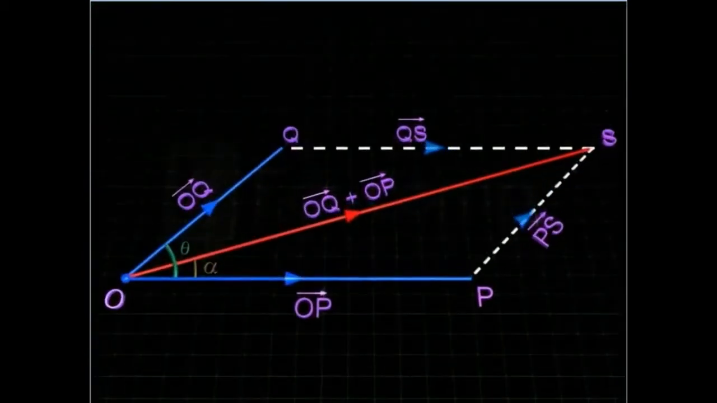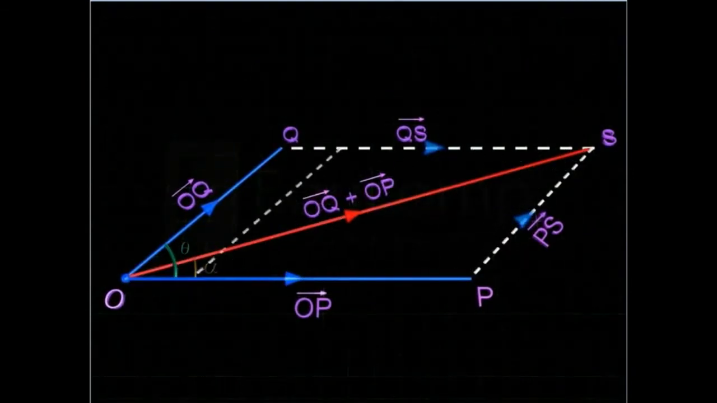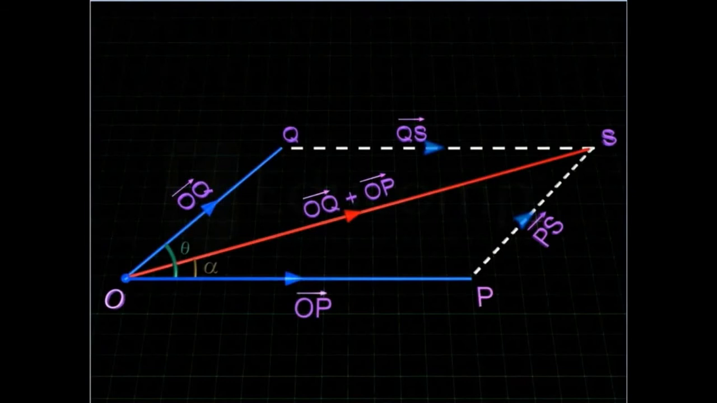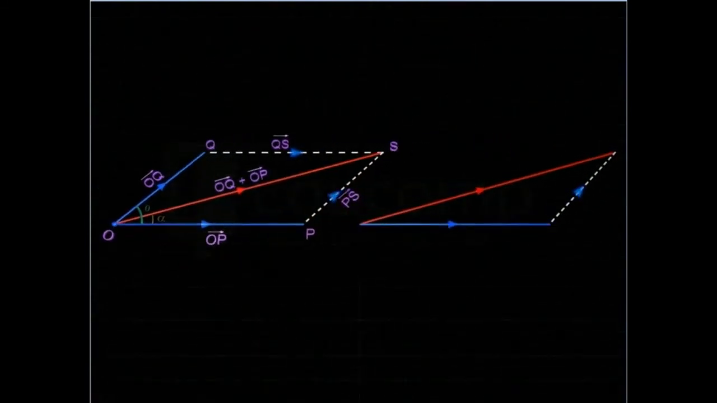Notice in triangle OPS, PS is parallel and equal to the vector OQ, and the sum of vectors OP and PS is vector OS. Moreover, vector OS, the diagonal of the parallelogram OQSP, is also the resultant vector of vectors OP and OQ. Thus we can say the triangle method and parallelogram method are equivalent.